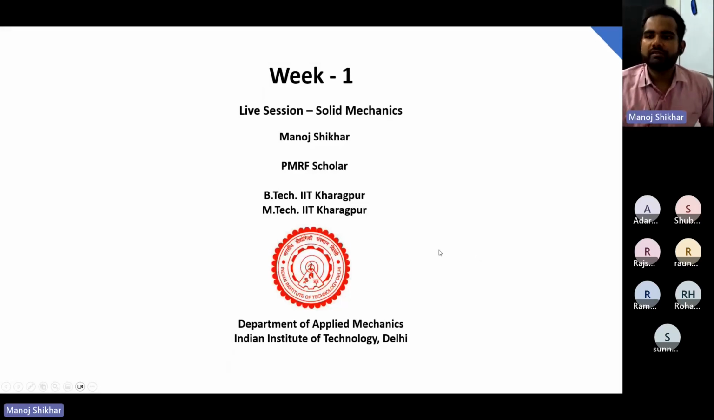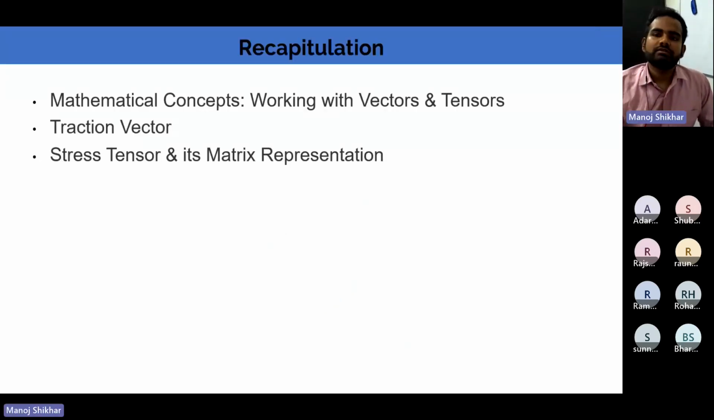I've already introduced myself. I'm Manoj Shikhar. I have done a BTech and MTech from IIT Kharagpur. I'm a PMRF scholar at Applied Mechanics Department. So this PPT will consist of the recapitulation of mathematical concepts, that is vectors and tensors. Then we will discuss traction vector, and later on we will see the stress tensor and its matrix representation.